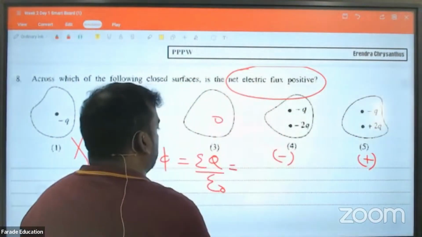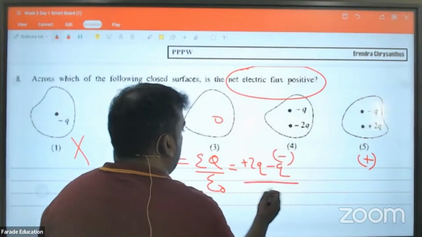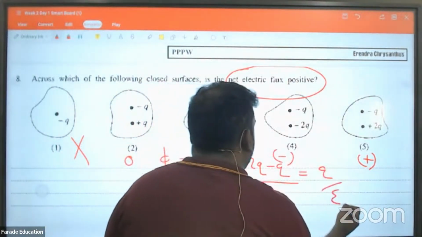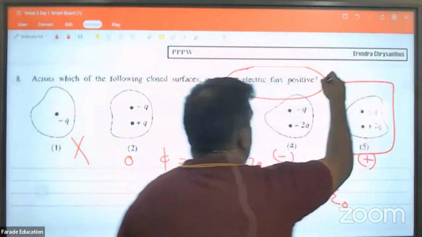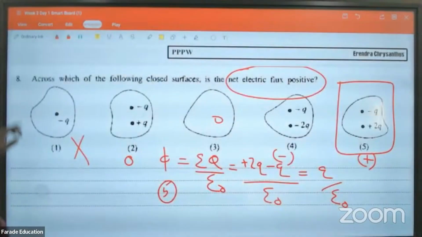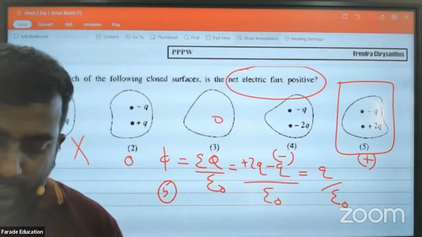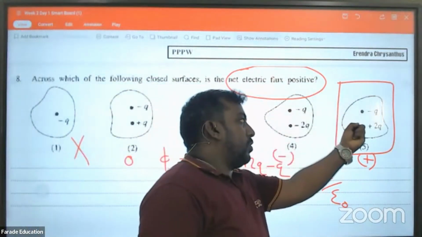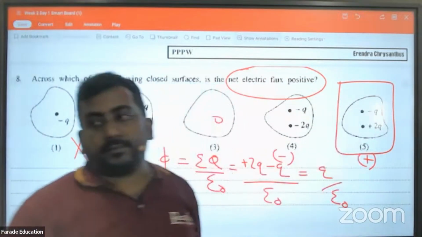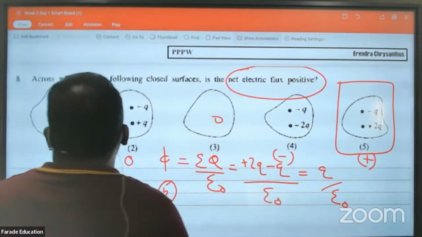So if I write here for the fifth one, plus 2q minus q divided by epsilon naught, that's q over epsilon naught, positive flux. The correct answer will be answer number 5. According to Gauss theorem, the sum of charges inside the closed surface is positive only in answer 5.